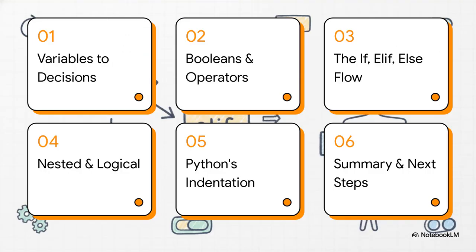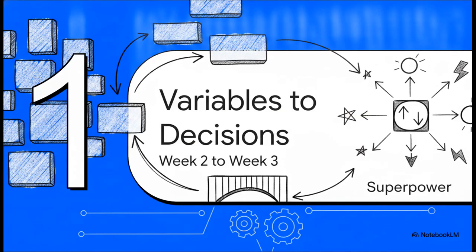So here is our 6-step roadmap for today. We'll start from variables to decisions, then cover Booleans and operators, move into the if, else flow, look at nested and logical conditions, learn Python's rule of indentation, and finish up with a summary and next steps. Let's jump into Section 1, from variables to decisions, Week 2 to Week 3.